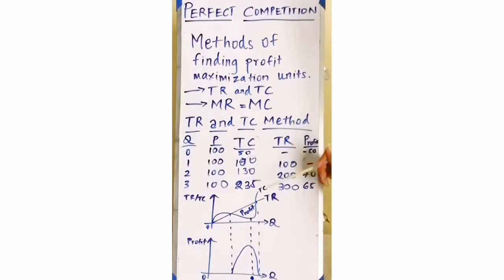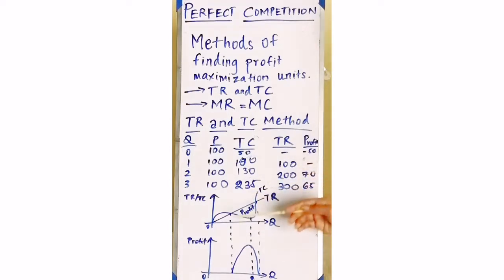So how we can find it in a graph is that here we have the TC and TR graphs, where these are the loss regions because TC is more than TR. So these are the loss regions. So particularly we should now focus on the profit region, and the point where the highest distance comes between TR and TC is the point where profit is maximized. So that is the number of 2 units, which is rupees 70.